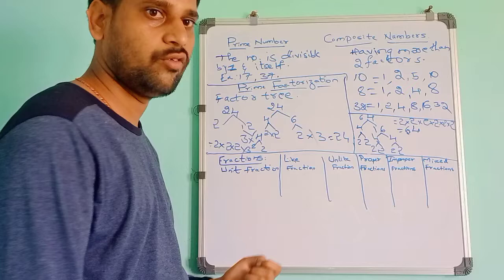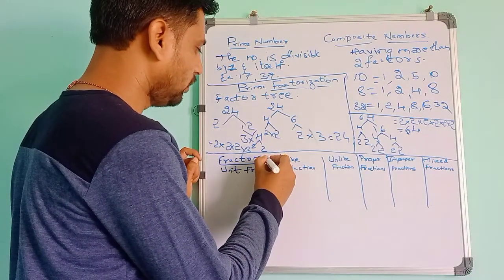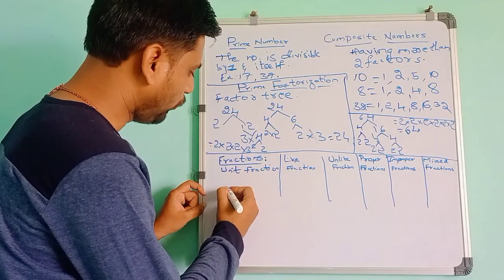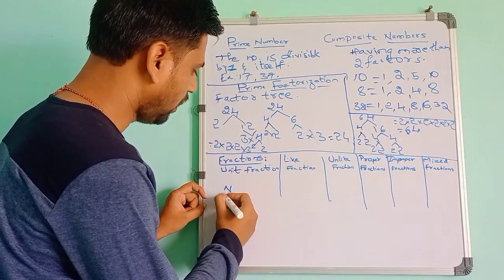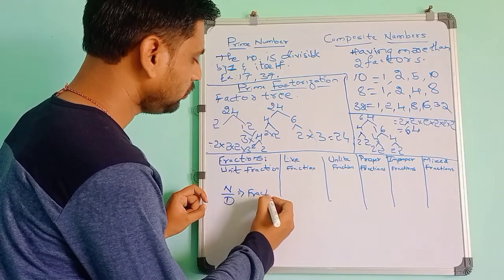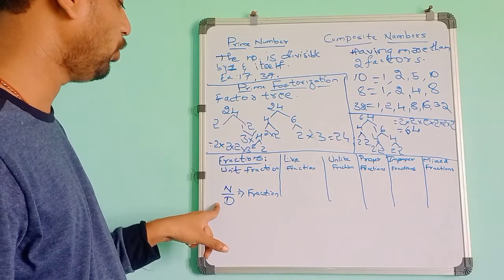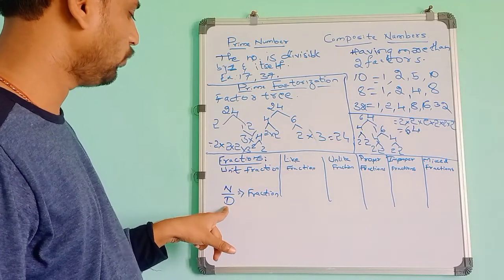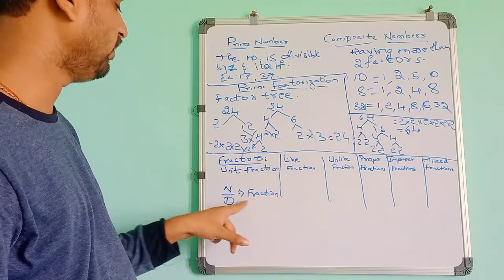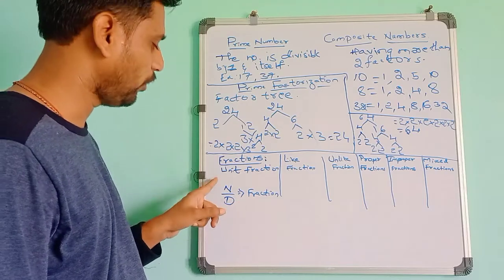Okay, next I will go to the topic fractions. Okay, fractions. What is called fractions? If it contains a numerator and denominator other than value 1, so numerator and denominator, this is called a fraction. Denominator should not be 1, because 2 by 1 is 2 only. So you can't take 2 by 1. So you have to take 2 only.